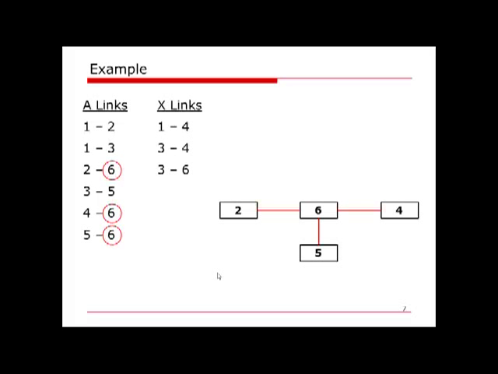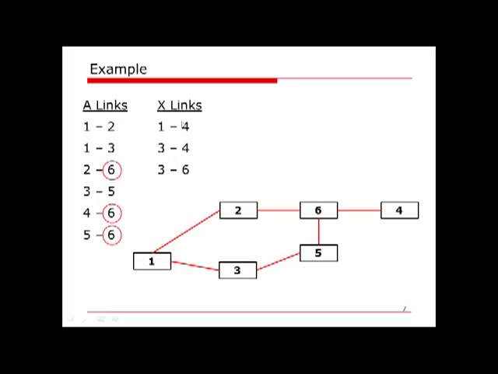Then we fill up the chart with the rest of the A links, 1 and 2, 1 and 3, and 3 and 5. So this will give us the A link chart. That is basically the relationship we want to maintain. 6 needs to be close to 2, 5, and 4, 1 needs to be close to 2 and 3, and 3 needs to be close to 1 and 5.